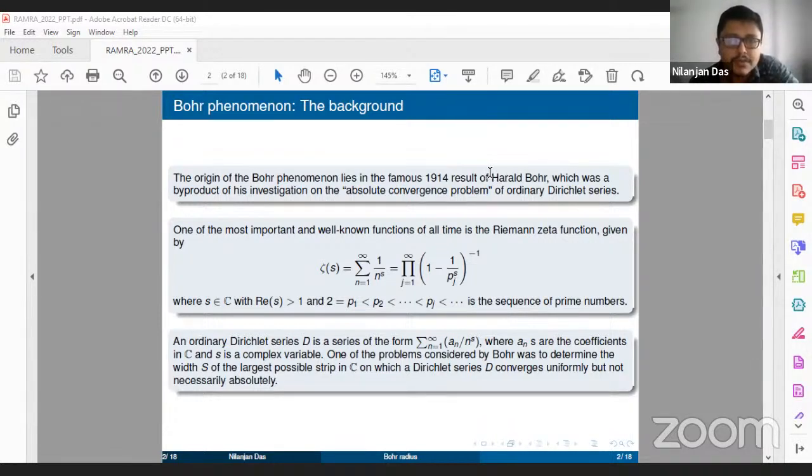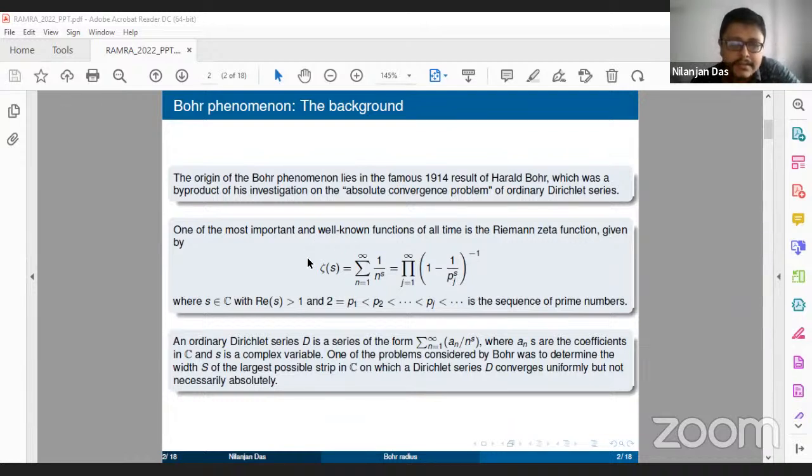His main aim was to consider the problem of absolute convergence of ordinary Dirichlet series. That Dirichlet series roots from the famous Riemann zeta function, which all of us know is given by zeta(s) equals the sum over n from 1 to infinity of 1 by n to the power s, and can also be written as a product involving prime numbers.